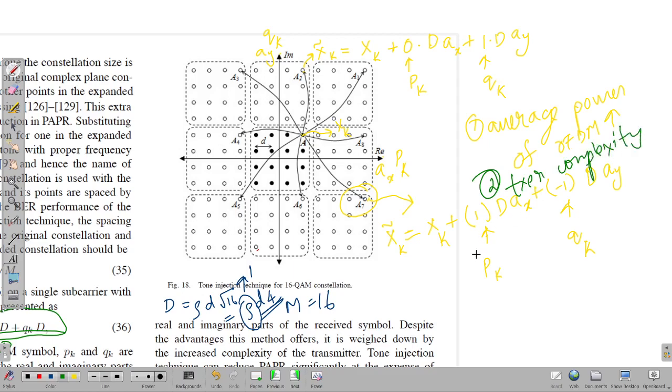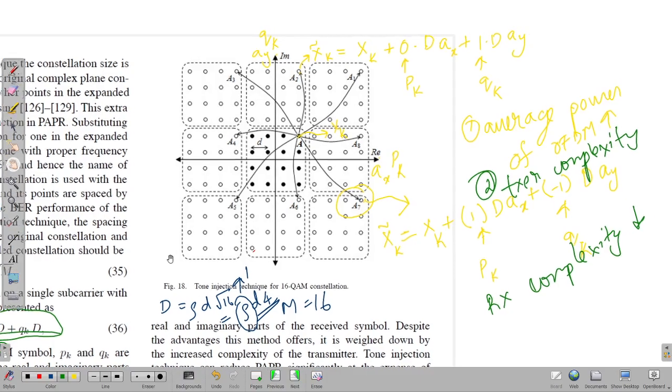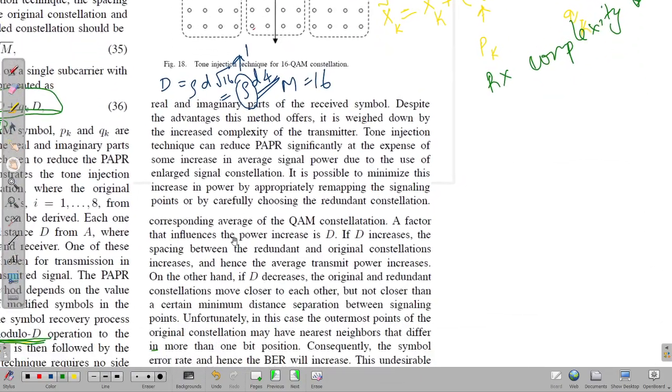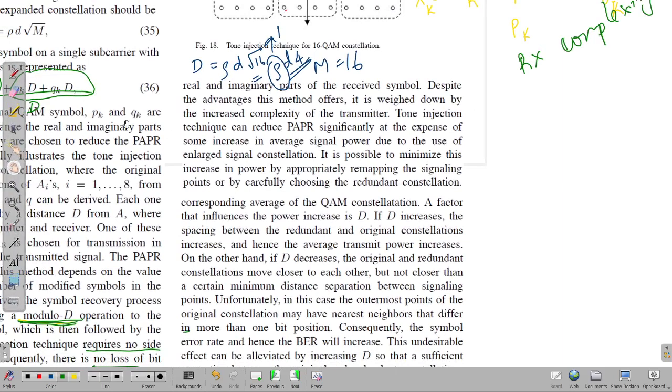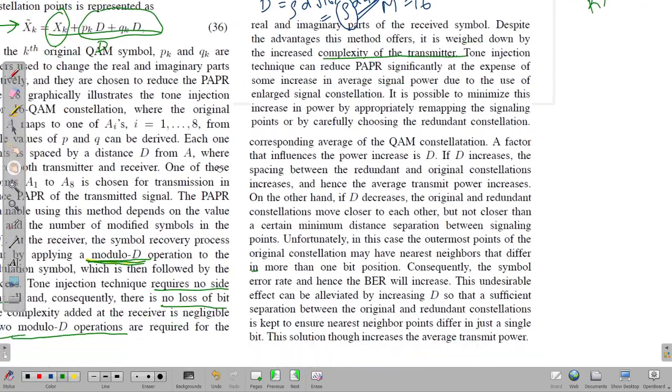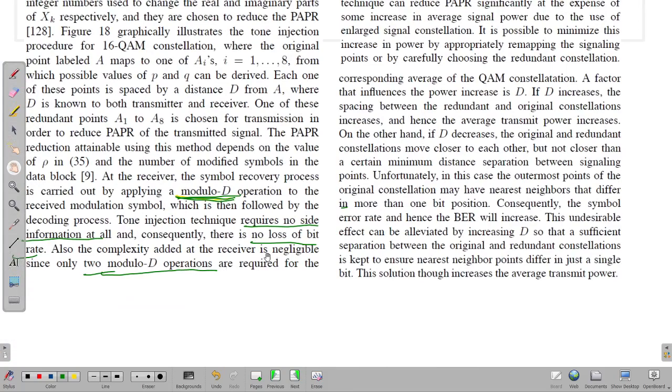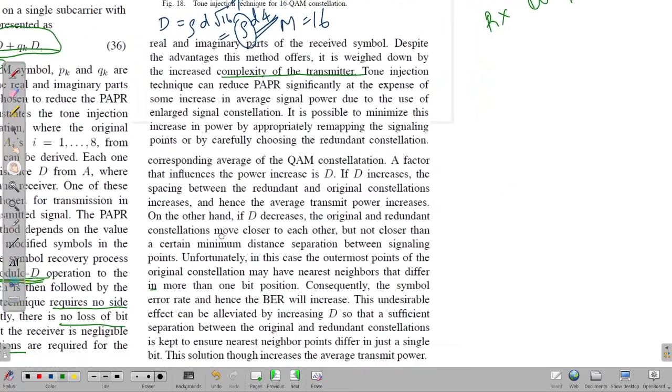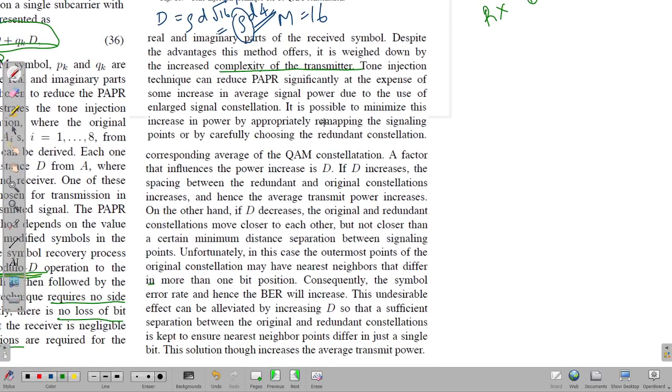But again, the advantageous side is that the receiver complexity is less. Okay, that is the advantage and disadvantage of this technique. The complexity of the transmitter is the disadvantage. However, the receiver complexity is less, because the receiver has only modulo D operations.